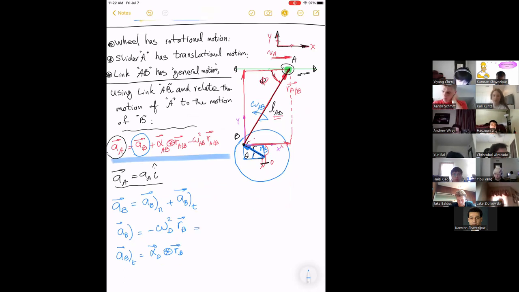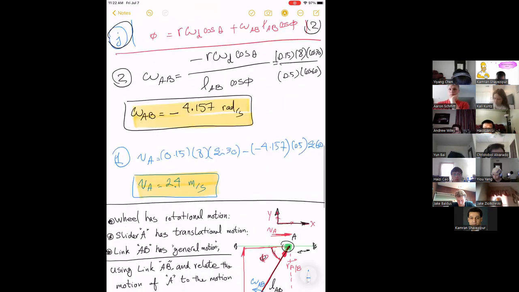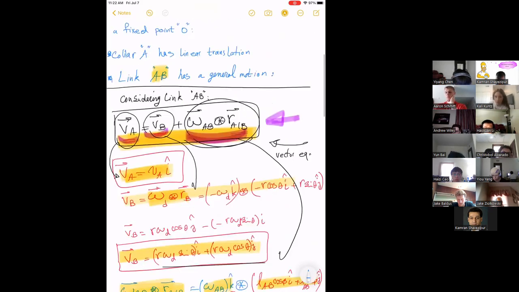Now, let's just put the numbers here. By number, I'm not gonna put the number, I'm gonna just go with, so you're gonna get minus omega d squared RB. We found RB somewhere here. You remember?